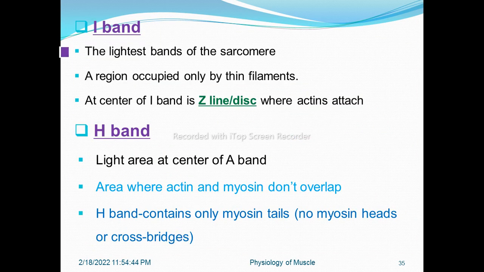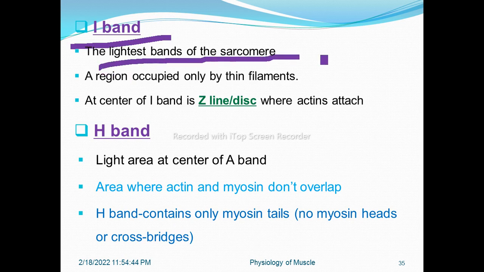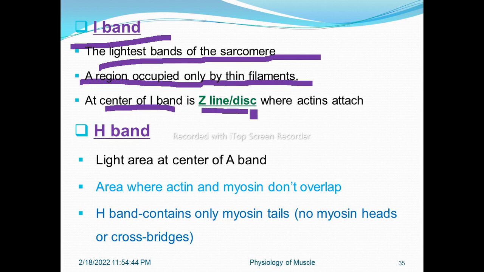The other type of band is I band. I band is the lightest band of sarcomere. It is known as isotropic. It is the region occupied only by thin filament. In the center of I band there is Z line or Z disc, where actin is attached. That means one thin filament is attached to the other thin filament at Z line. So Z line for I band, M line for A band.